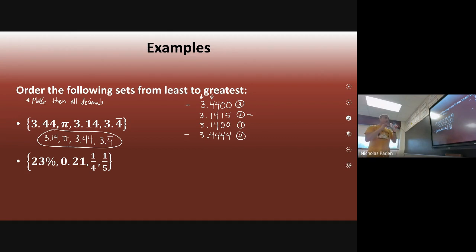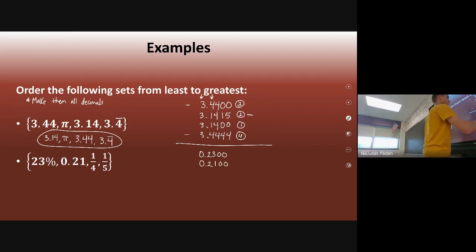So let's do one more together as well. So 23%. 23% would be 0.23, and I'll add a couple of zeros there. 0.21, so 0.2100. 1/4 is 0.2500, and then 1/5, if you did 1 divided by 5, would be 0.2 or 0.20.